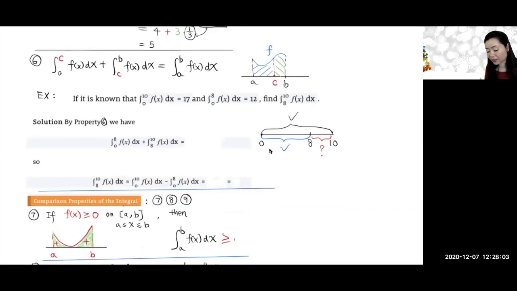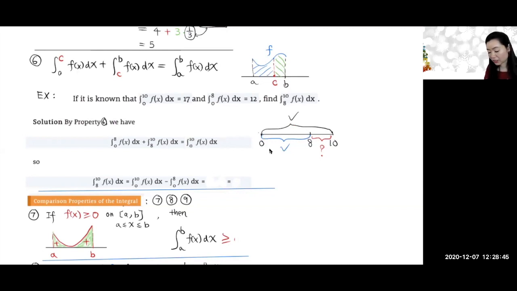Now, for example, in your homework, if we know that the integral from 0 to 10 is 17, and we also know the integral from 0 to 8, right here, is 12. So this one we know, this one we know. We try to find this integral of the function from 8 to 10. So how do we do that? We can use this property, right? If you know this and you know this, you want to know this. So we use this integral, subtract this integral.